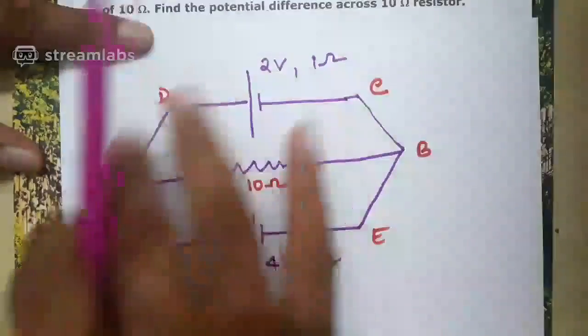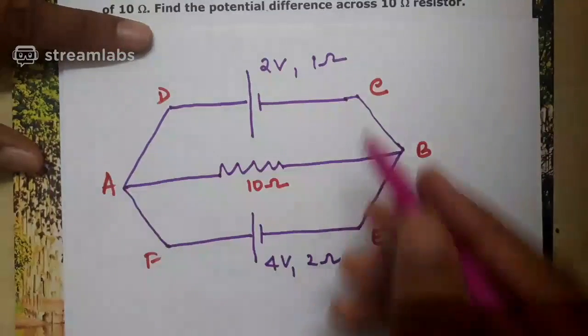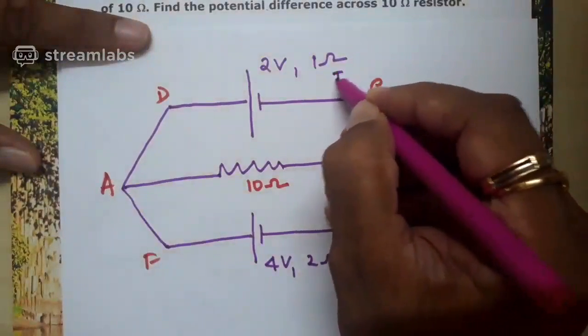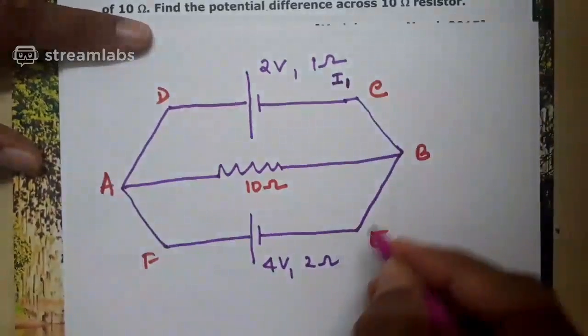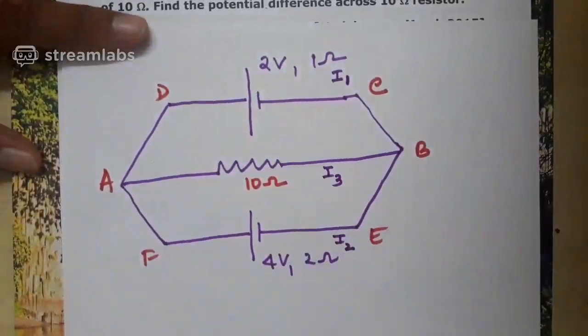Three. One is B, C, D, A. One more is D, E, F, A. One more is A, B. So 3 branches are there, which means obviously we expect 3 currents. Here I will take the current as I1. Here I will take the current as I2. Here I will take the current as I3, in 3 different branches.